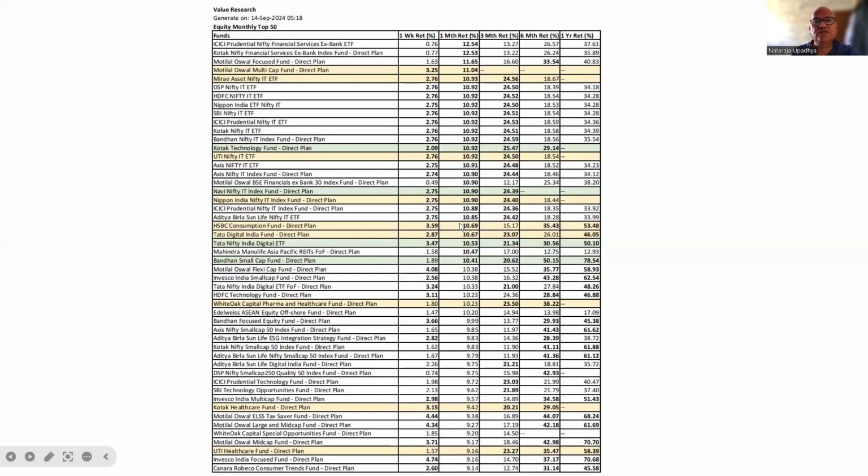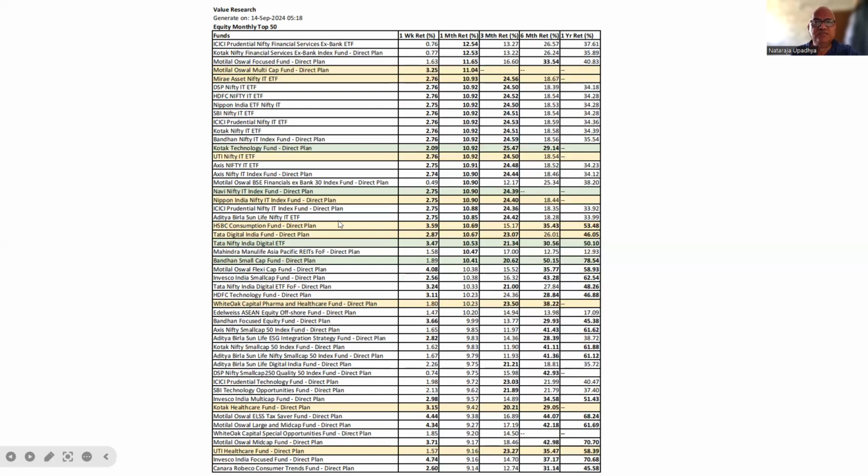HSBC Consumption Fund, 10.69 and 15.17, but good returns for 6 months and 1 year. Tata Digital India Fund, 10.67 and 23.07. White Oak Capital Pharma and Healthcare Fund, 10.23 and 23.5. Kotak Healthcare Fund, 9.42 and 20.21. UTI Healthcare Fund, 9.16 and 23.27. So this green and amber together can be considered for fresh investments.